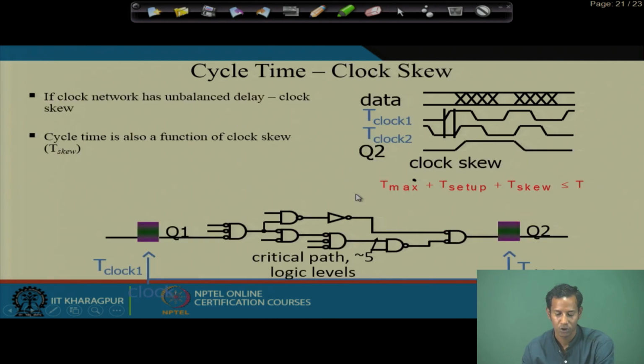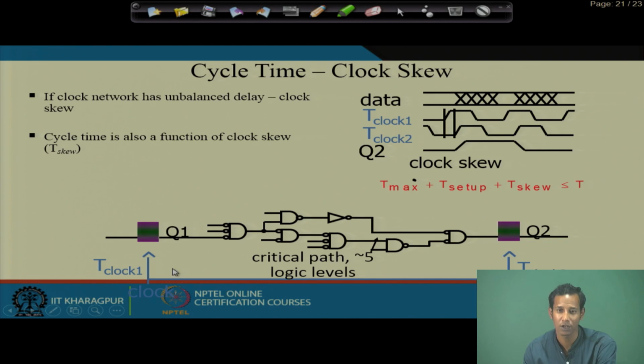Okay. So then, if we have clock skew, when do we get it? When these two registers are connected to two different clocks, not the same clock. This will be like clock 1 and this will be clock 2, though they are connected to the same clock.